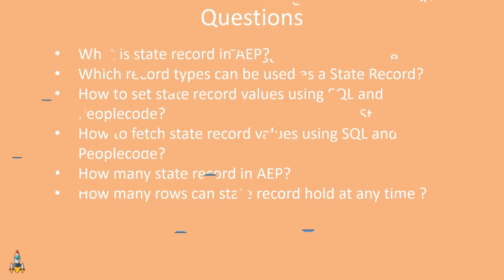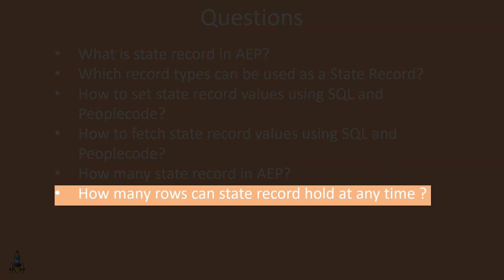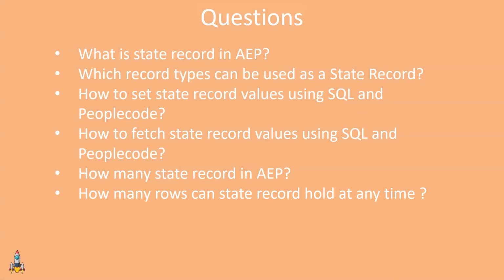The next question is, how many rows can a state record hold at any time? A state record can hold only one row of data at any given time. You can think of it like level 0 data in a PeopleSoft page. When we open any PeopleSoft page, it has a level 0 and it stores only one transaction or one row of data at any point.